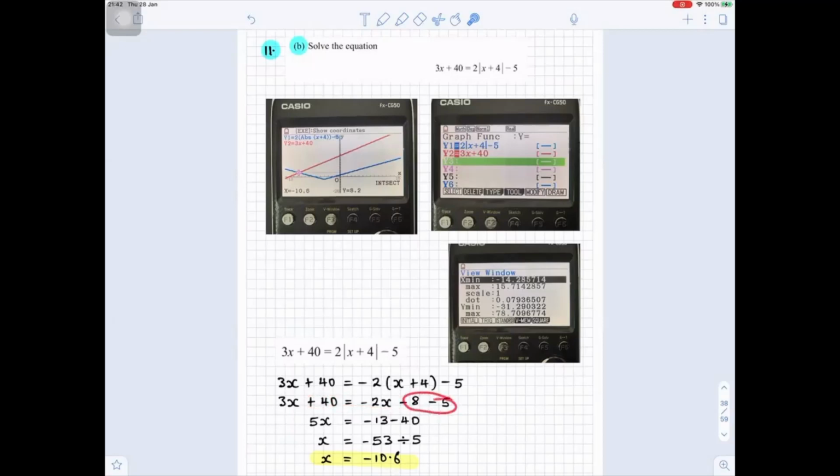Plus 40 goes to the right. -8 minus 5 is -13. Minus the 40 gives you -53. It's times 5. You take it to the right, it becomes divided by 5. -53 divided by 5 gives you -10.6. So you have seen the answer with the calculator, and then you've done algebra to prove it.